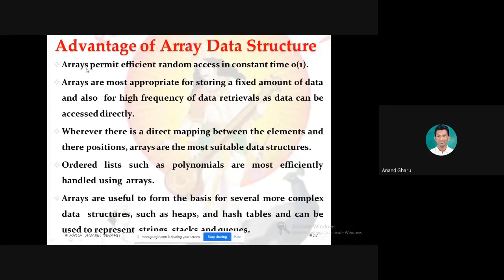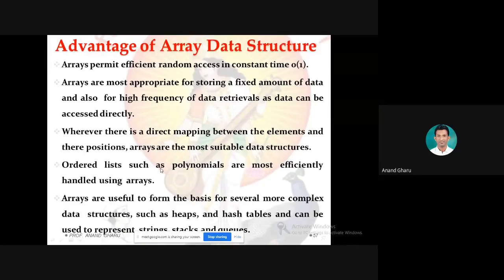Even I read this slide. Array permits efficient random access in constant time, O of 1. O of 1 is the efficient time complexity. Arrays are most appropriate for storing a fixed amount of data and also for high frequency of data retrieval. We can store the data, we can retrieve the data, wherever there is a direct mapping between the element and their position with the help of index and value.